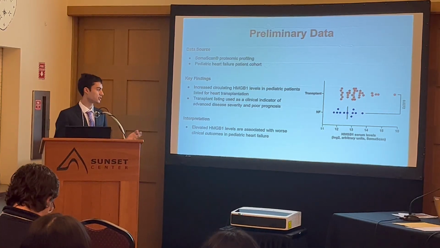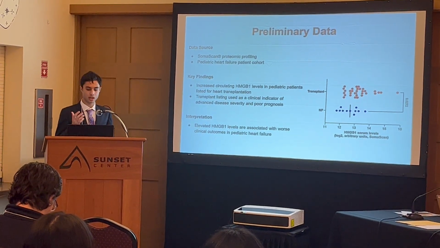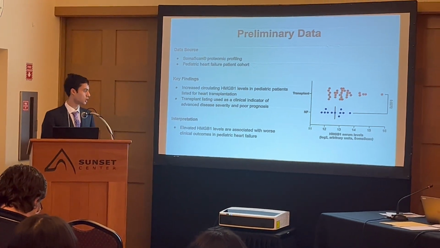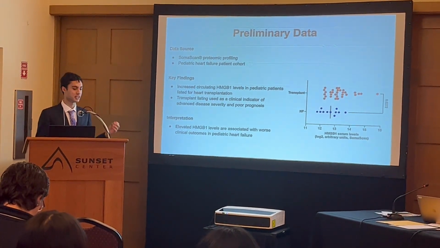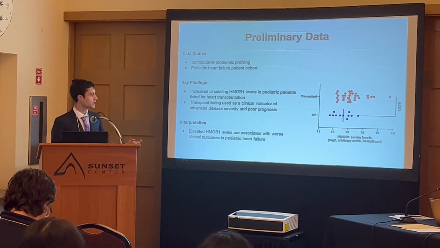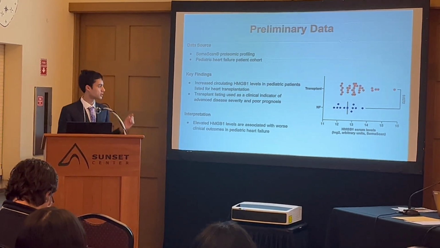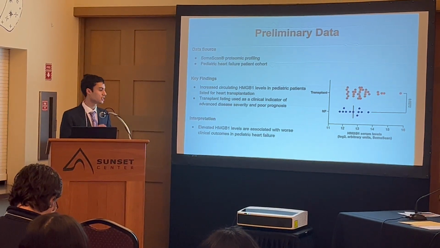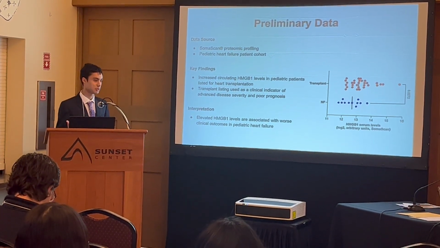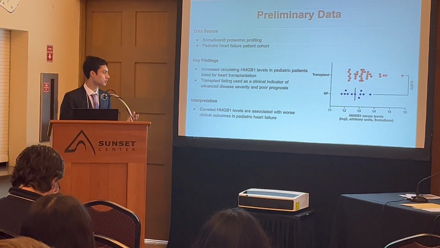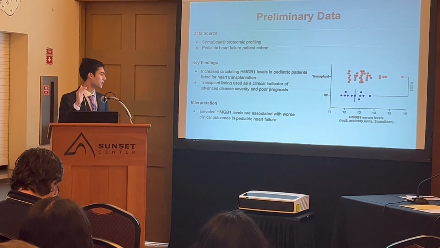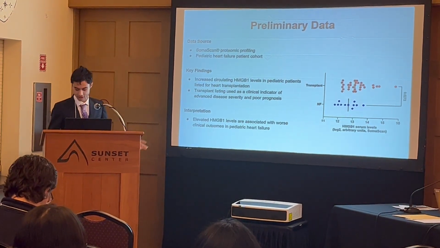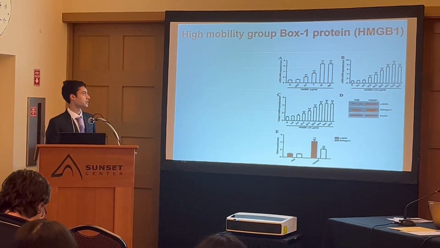The protein that was measured was high mobility group box 1 protein, or HMGB1 for short, and its levels in blood serum were measured. And as we can see here in the figure, the patients that required transplant had significantly higher levels of HMGB1 in their blood serum compared to non-failing patients. This indicates that potentially elevated HMGB1 levels could be associated with worse clinical outcomes in pediatric heart disease. And thus we decided to investigate further.